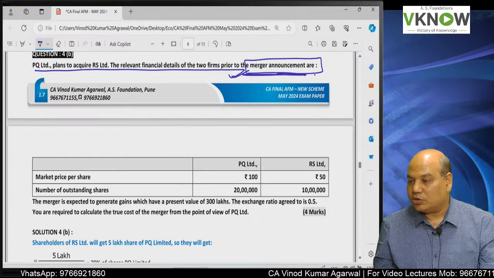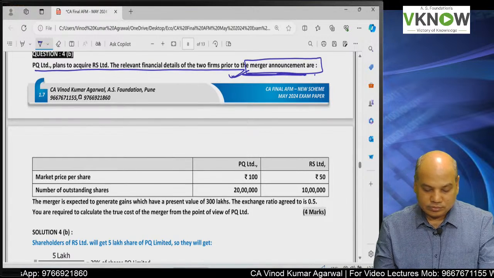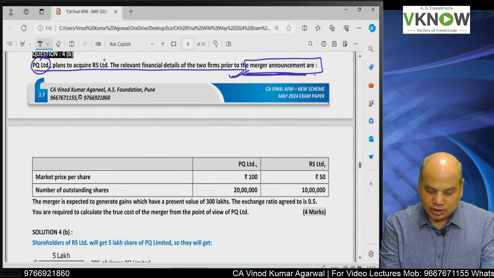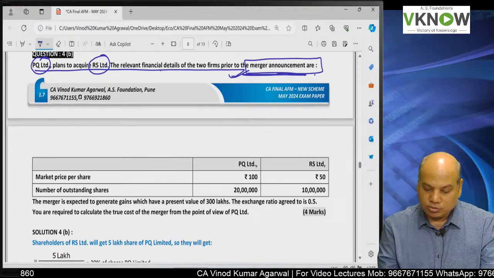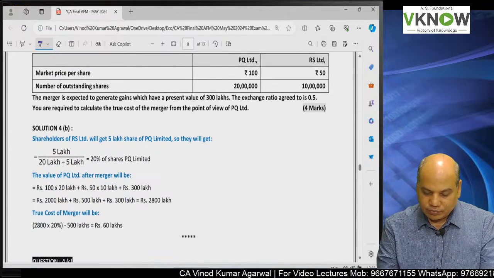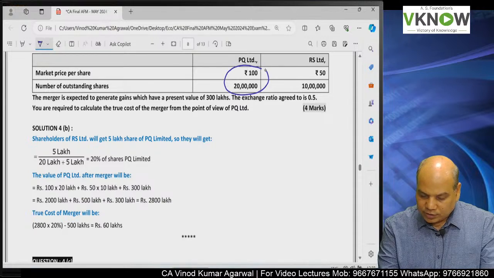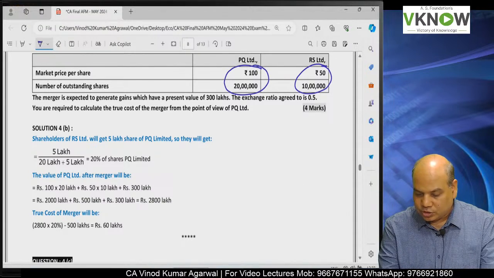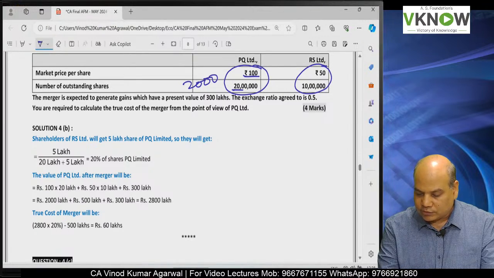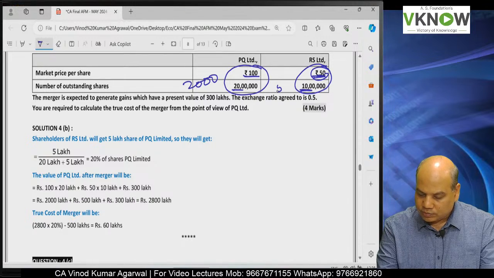PQ Limited plans to acquire RS Limited. PQ is acquirer, RS is target. The financial details of the 2 firms prior to merger announcement are given. So this is the market price and number of shares for 2 companies. Market capitalization of PQ will be 100 into 20 lakh, 2000 lakhs, and market capitalization of RS will be 50 into 10, 500 lakhs.